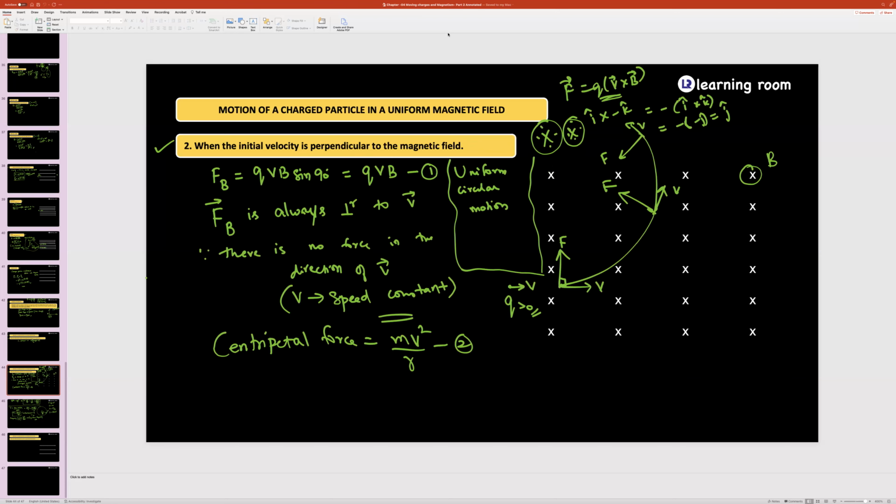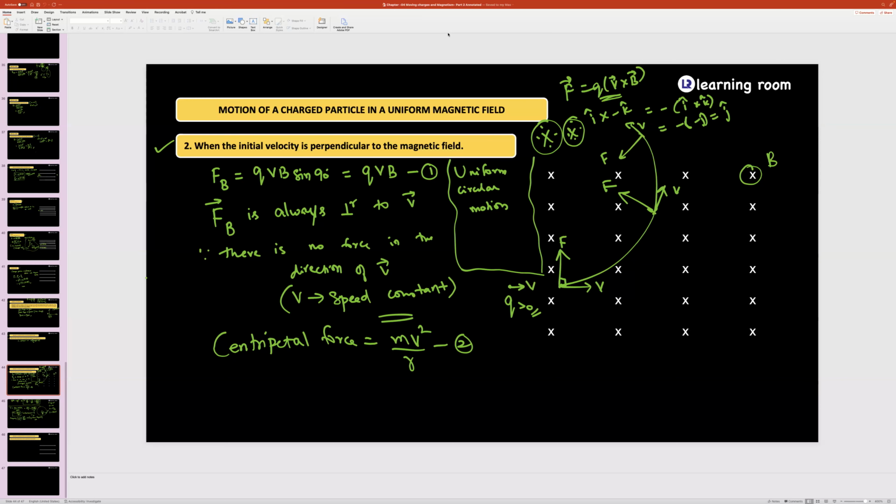And the most important concept that we discussed in the previous classes: motion of a charged particle in a uniform magnetic field when the initial velocity is perpendicular to the magnetic field. When initial velocity and magnetic field are perpendicular to each other, what is going to be the path of the charged particle? It will be circular. And what is the name of the motion? It will be a uniform circular motion. For uniform circular motion, what force is most important? Centripetal force. So the centripetal force formula is mv square by r. Who's providing the necessary centripetal force? It is the magnetic force.